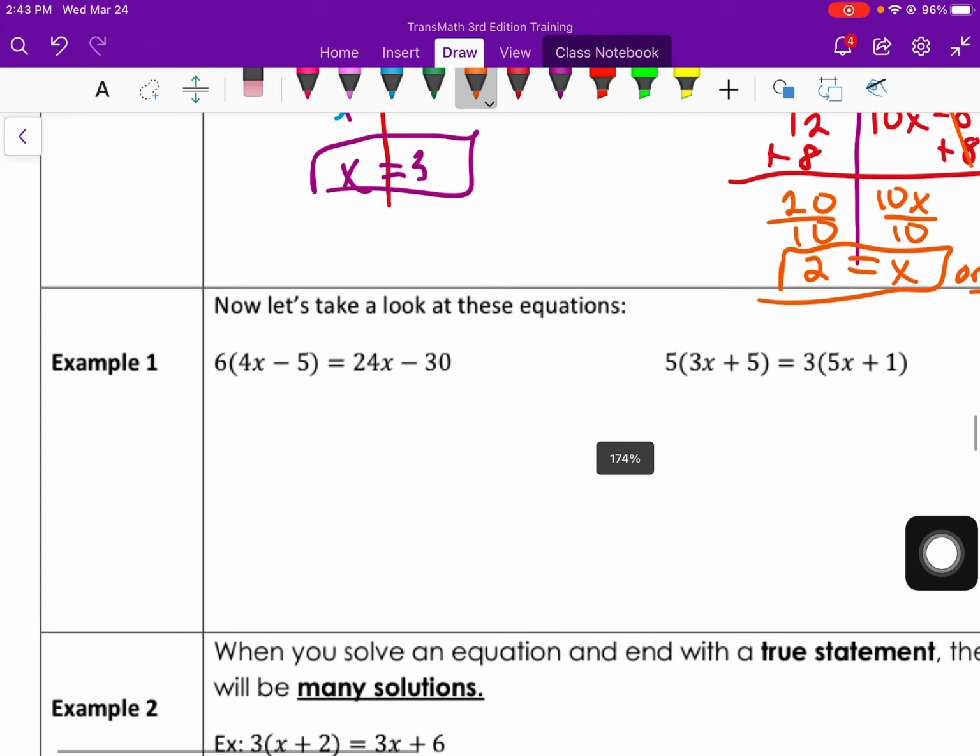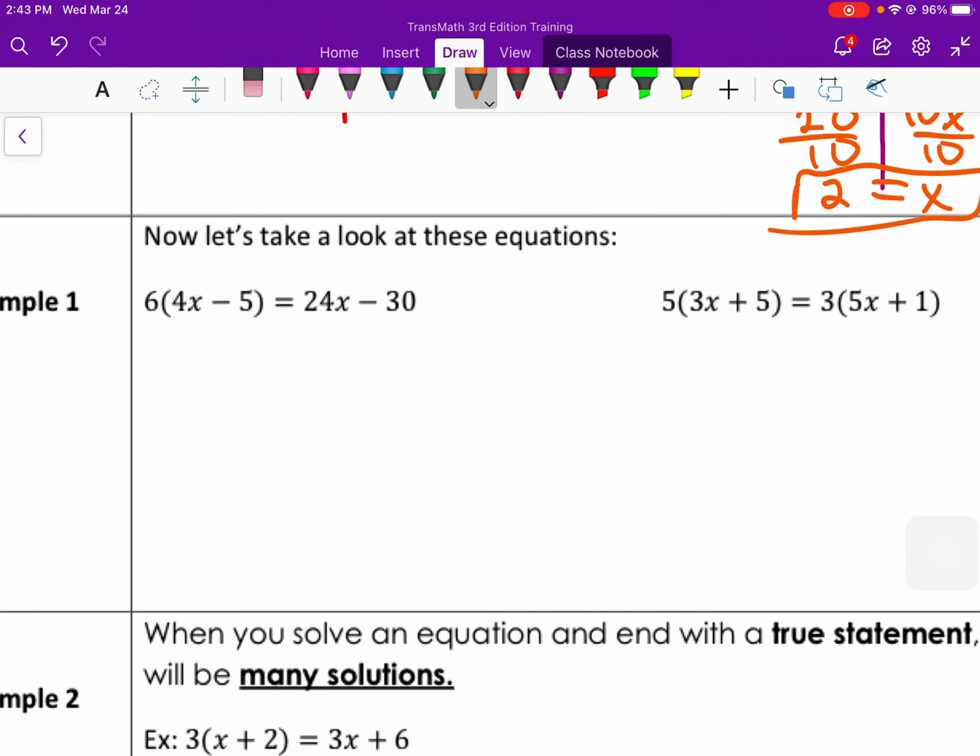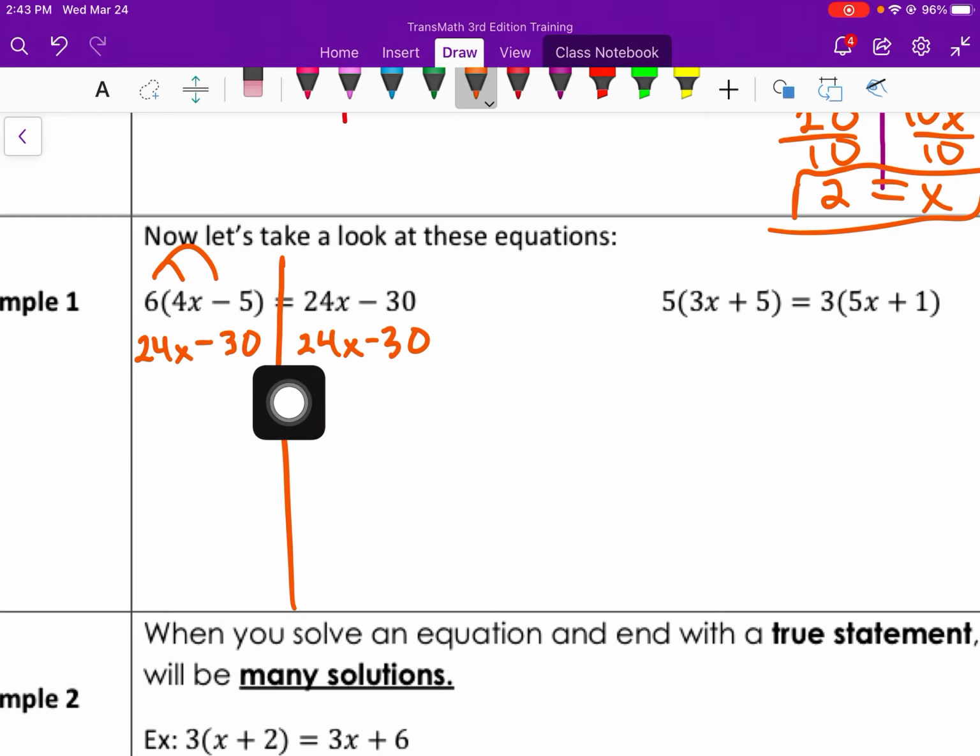Okay, now let's take a look at these equations. They look really similar at the beginning, so we're going to go through the same steps. I'm going to distribute first, so that I have 6 times 4x, which is 24x, minus 6 times 5, which is 30, equals 24x minus 30. I hope at this point you already notice that the left is exactly the same as the right. They're exactly the same. So let's go through our steps.